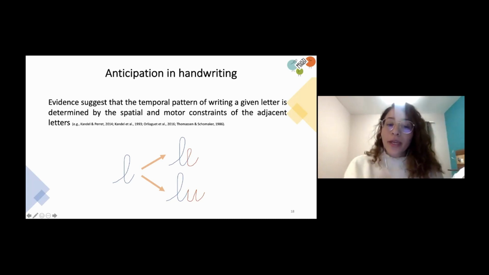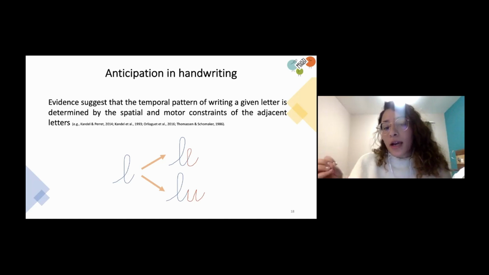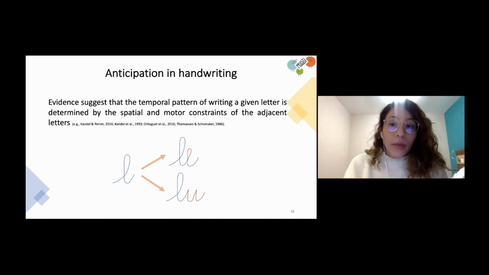So basically, the way we write a letter is determined by the letter that comes next. And what this means is that before we even start writing, we should be able to anticipate how we are going to write this letter based on what's coming next. So there is some kind of anticipation. Our motor system is able to anticipate the topological information or moves that are required for the following letters. And because it anticipates, this is translated into the modification of the time that we spend in writing the current letter that we're writing.